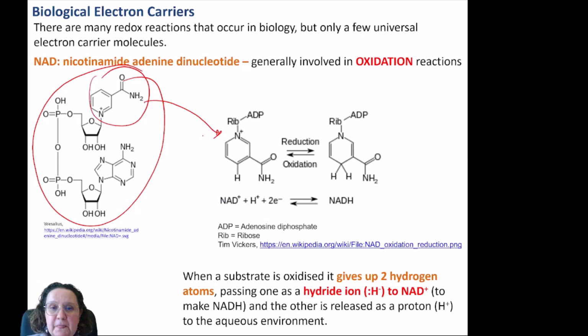Look what's happened here. When a substrate undergoes an oxidation, it gives up 2 hydrogen atoms. And of those 2 hydrogen atoms, one is going to go to the NAD plus as a hydride, as an H minus. So this hydride anion will be an H minus. And then what this H minus is going to do is join here, move this double bond here, and move these electrons from that pair to compensate that positive charge. And that is how you get this compound, NADH. The other one will be released as a proton.